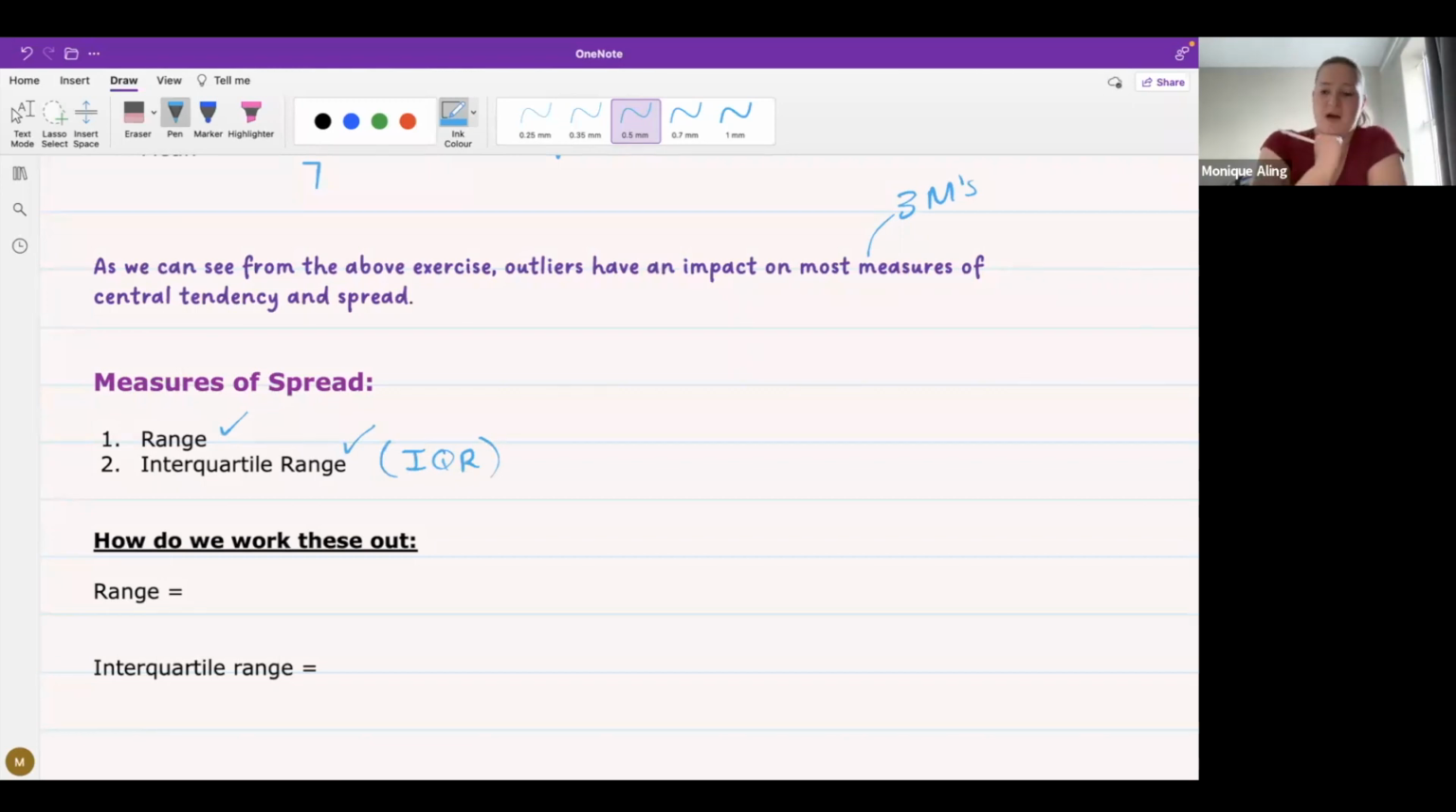Okay. Who can tell me how we work out the range? What do we do to get the range? Does anyone want to raise their hand? Lowest number minus highest number. There we go. Other way around. Ayabonga, did you want to tell us that? Yeah, the biggest number minus the smallest number. Good. Well done. Thank you. So biggest minus smallest or highest minus lowest. So range would be your highest or your biggest number minus the lowest or the smallest number.